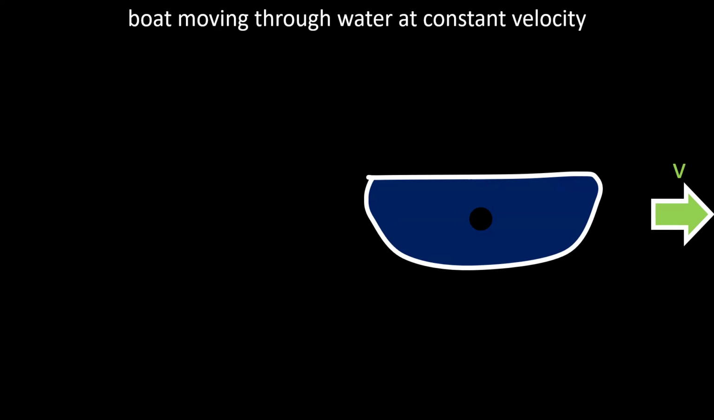It has to zero out for anything. Constant velocity is an example of equilibrium. Now let's start going through the answer.